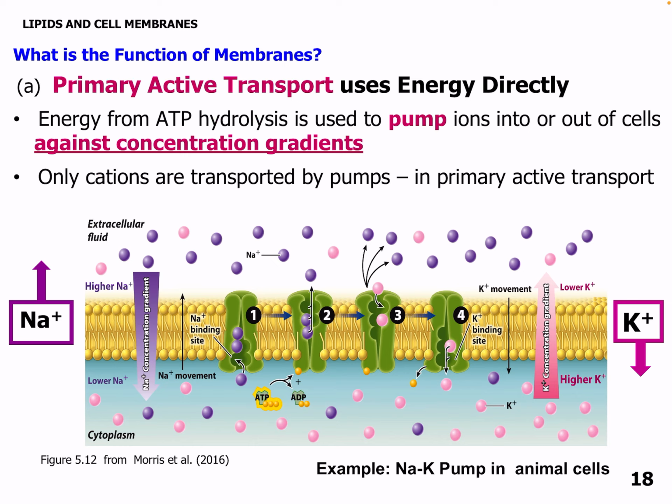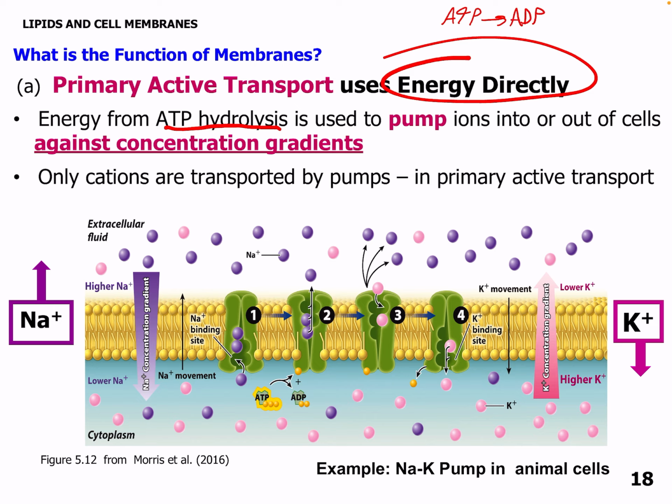So primary active transport uses energy directly. Energy from ATP hydrolysis, so that's when we go from ATP to ADP, releasing those phosphates, is used to pump ions into or out of cells against the concentration gradient. Only cations are transported by pumps in primary active transport. So a really common example is the removal of sodium and internalization of potassium. So this happens in a lot of muscle contractions and stuff like that.